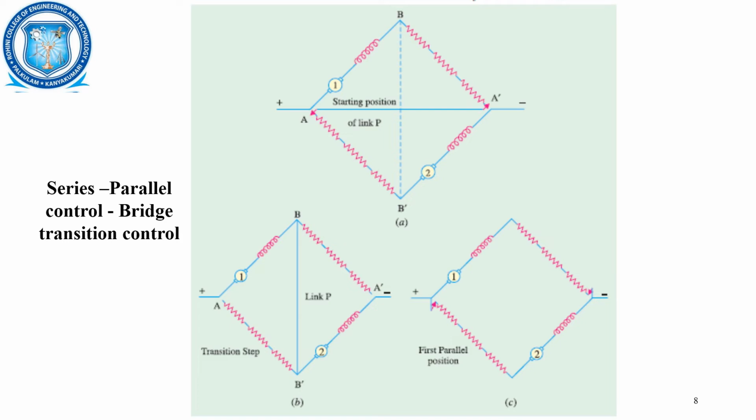Second is the first parallel position. This is how the connection will be. The rheostat is connected: this point is connected here, this point is connected here, and this point is connected here. In such a case, there is no flow of any current in this circuit. The flow of current is entirely present in this link. So in this way we can have two different types of bridge transition control.